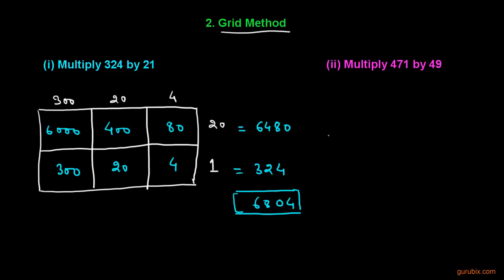Let us take another example, and that is 471, and we have to multiply 471 by this 49. Then we shall draw the grid like this.